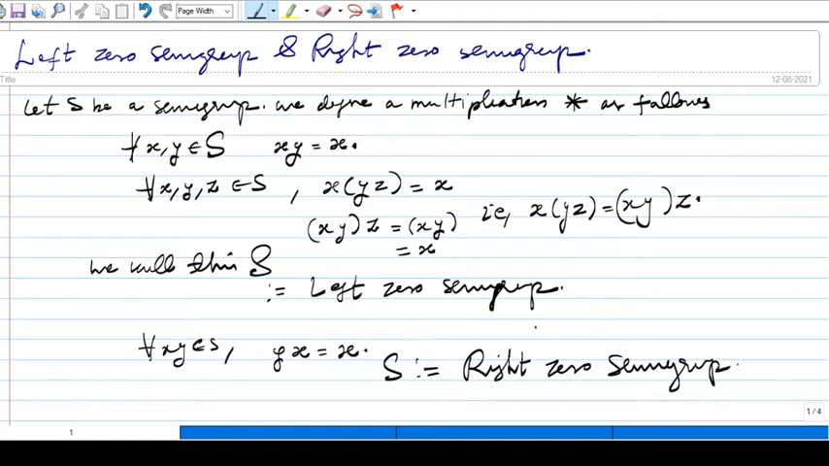Now we are going to see whether there is any way that we can produce these right 0 and left 0 semigroups from other means. That is, we are going to study what is called a rectangular band. So the next thing is, we are going to study the rectangular band.